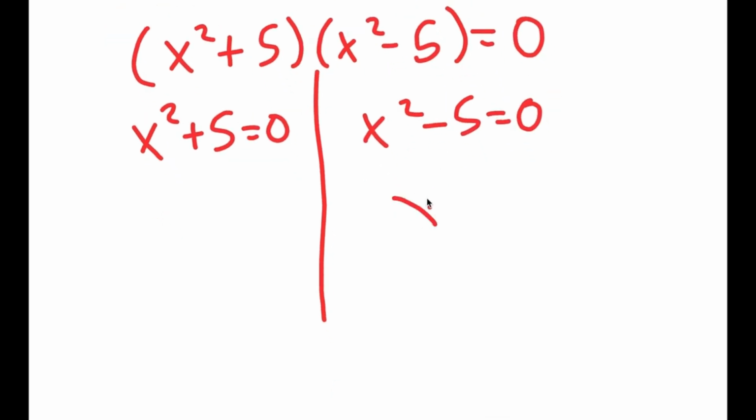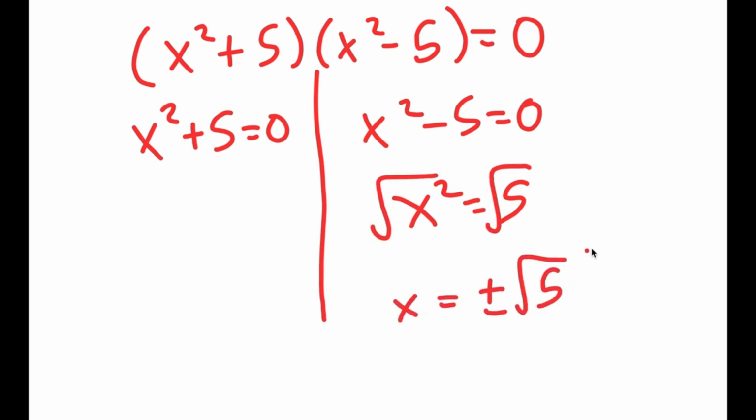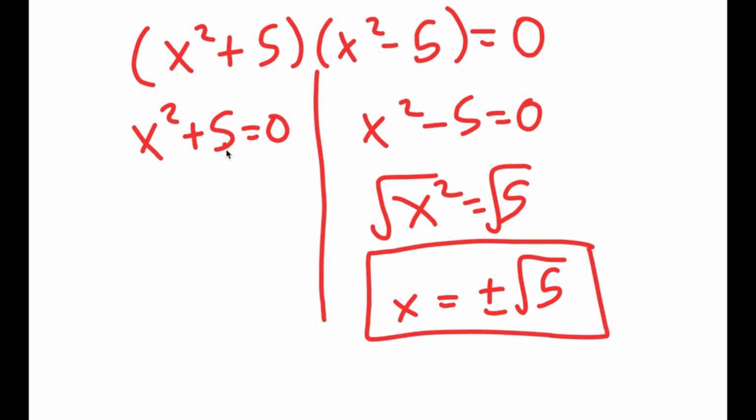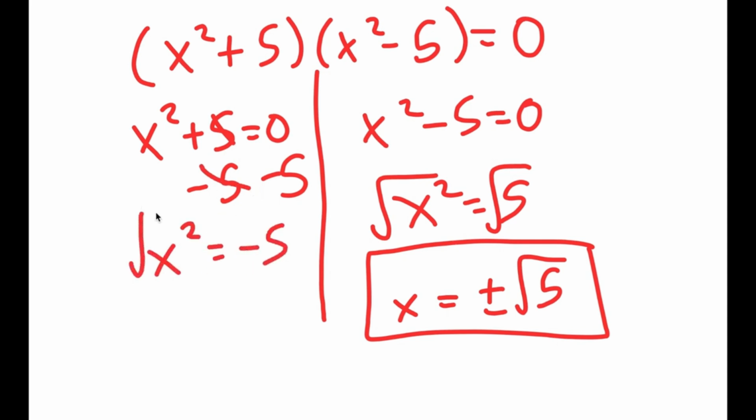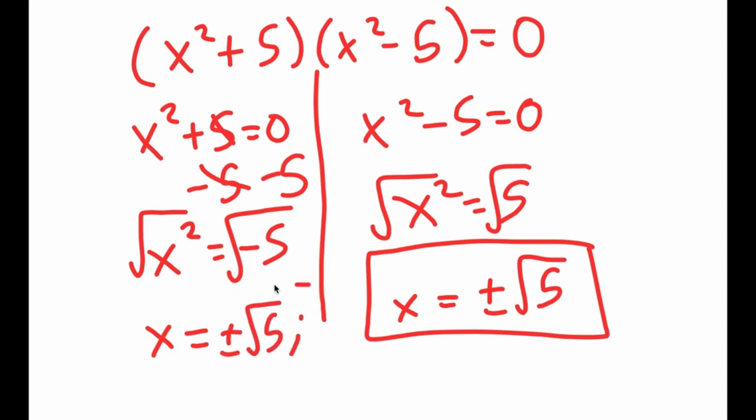So for x squared minus 5 equals 0, I get x squared equals 5. If I take the square root on both sides, I get x is equal to positive or negative square root of 5. Now for x squared plus 5 equals 0, I can subtract 5 on both sides. So I get x squared is equal to negative 5. If I take the square root, I get x is equal to the square root of negative 5, which is equal to the square root of 5i. So these are my 4 solutions to this equation.